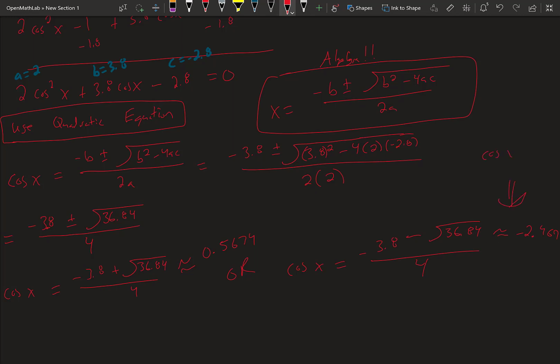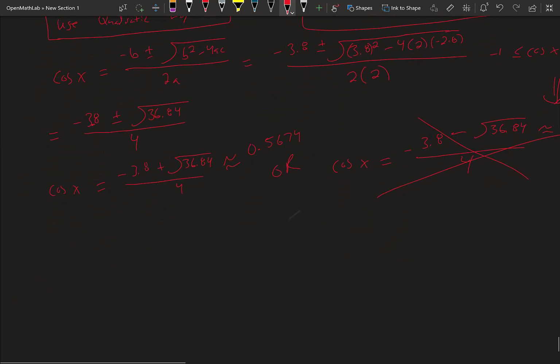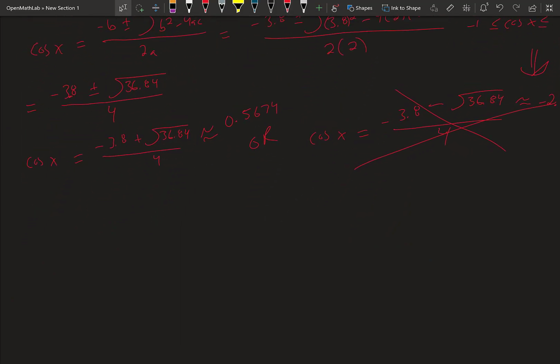Because cosine of x should always be between negative 1 and 1. So in other words, this one gets thrown out. We can't have that. So my attention draws to this part of the equation. In order to solve for x, x would be equal to inverse cosine of this, which is negative 3.8 plus the square root of 36.84 all divided by 4, right?